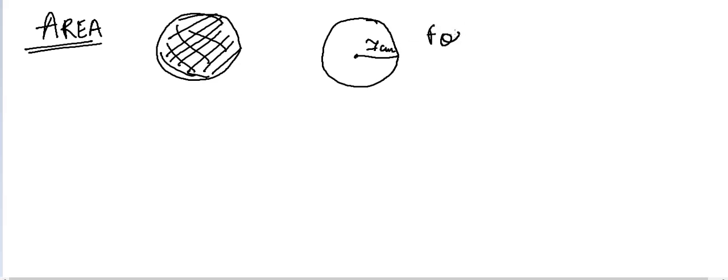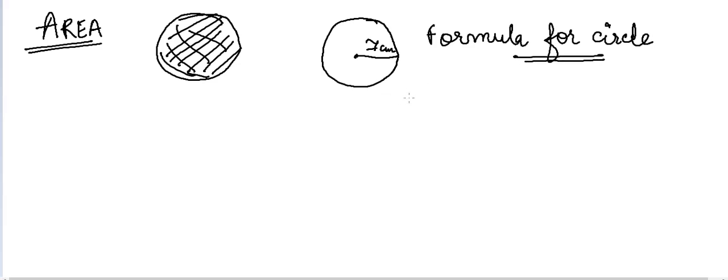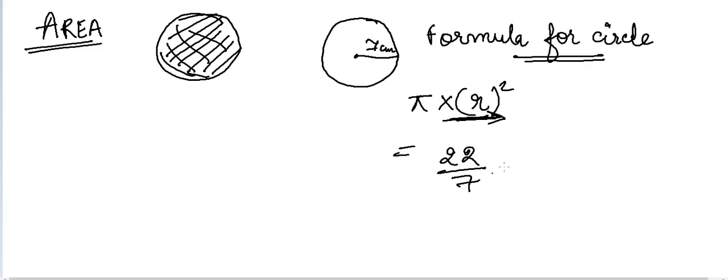So the basic formula for circle is pi into r squared. Always remember, for area, one or the other thing is always squared, or it is always taken into some product. It's 22 by 7. R squared is 7 into 7. It's 154 centimeter.